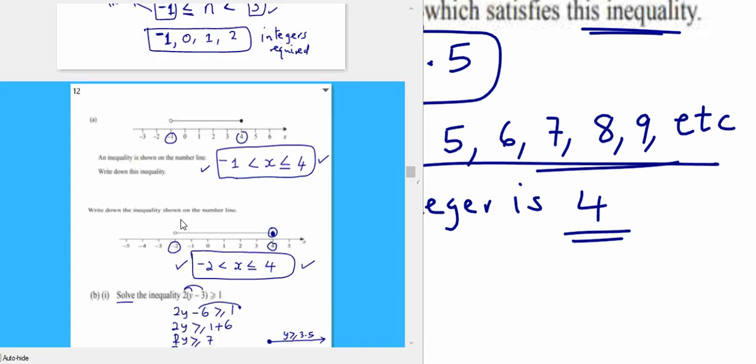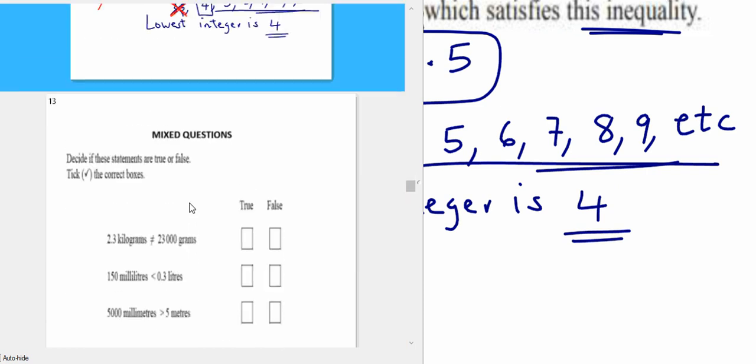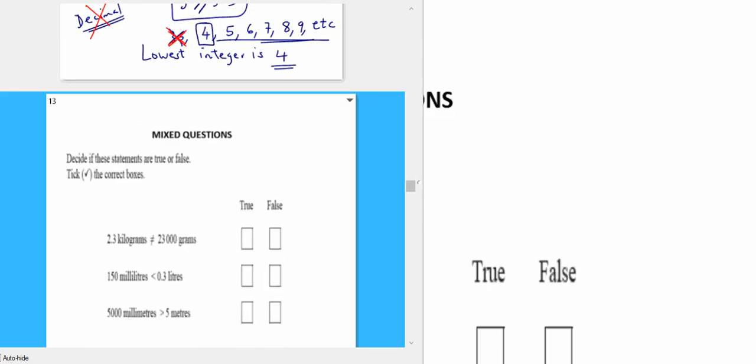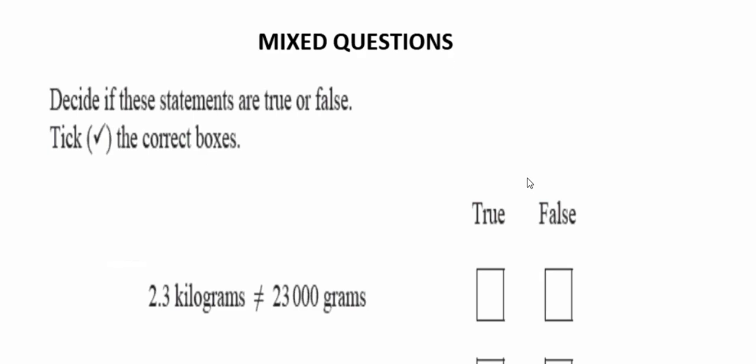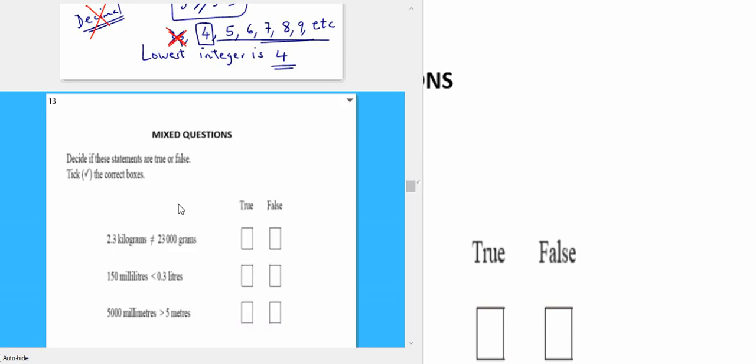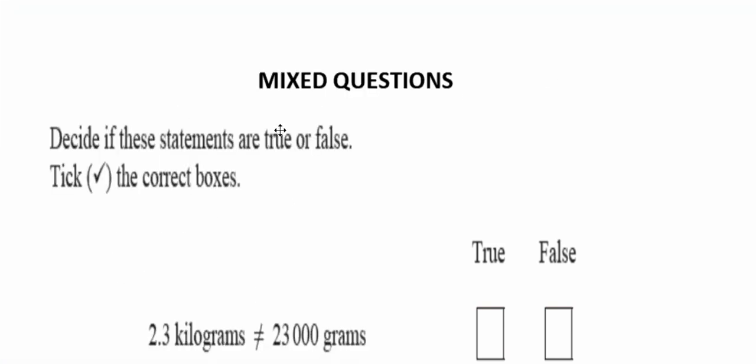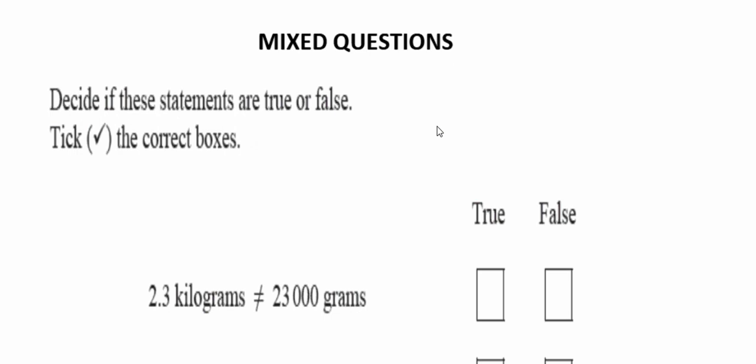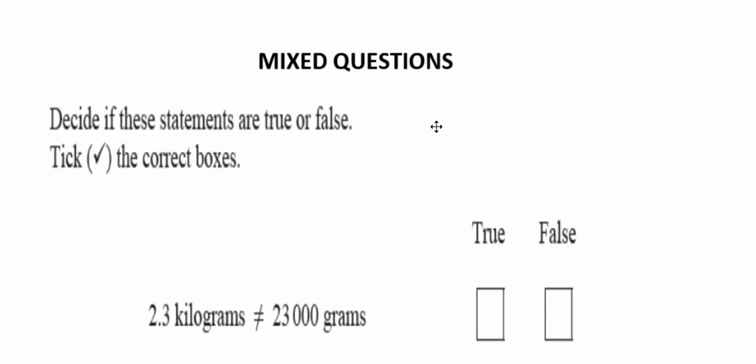Okay, so let us proceed. Oh wow, then we have reached mixed questions. Why did I call them mixed questions? It is because in these other pages you'll be getting questions which are mixed up, like they are talking about trial and improvement, at the same time they are talking about inequalities. Okay, so let us proceed.